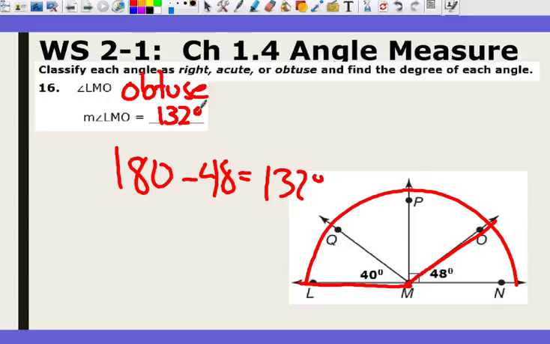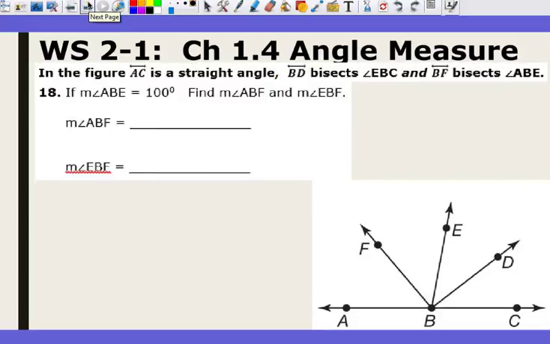It's called a straight angle, I think. But yeah, it's not really an angle. It's an angle with 180 degrees, which is a line. All right, moving on. Yeah, see, straight angle. And the figure AC is a straight angle. So this is a straight angle, meaning this is 180 degrees.